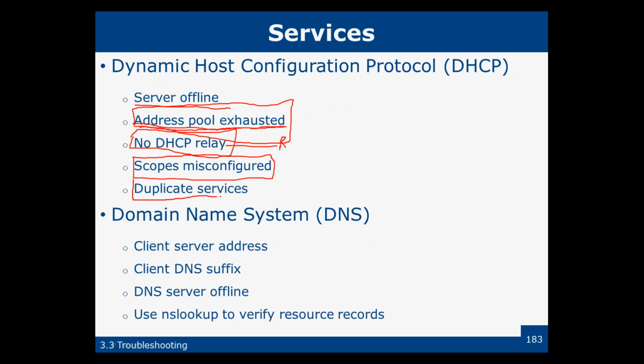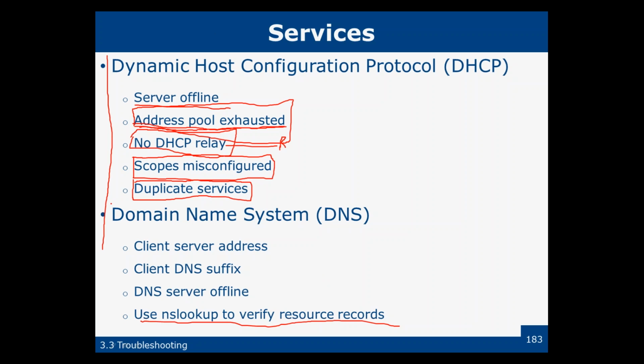Duplicate services, and I think somebody asked about that. Duplicate DHCP, you can have that, but be sure that your scopes don't overlap, or you'll wind up giving the same IP address to multiple systems. DNS, client and server, the client DNS suffix, the server's offline in NSLookup, and we want to use NSLookup to verify what's going on with DNS. These two things generally are going to work as long as they're connected to the network and we don't turn them off.